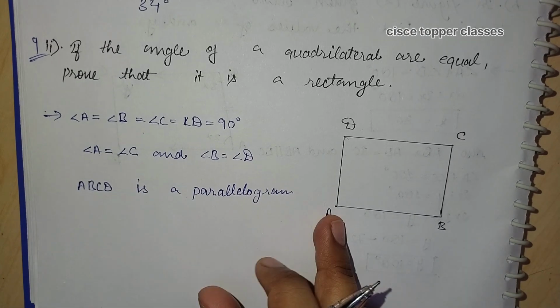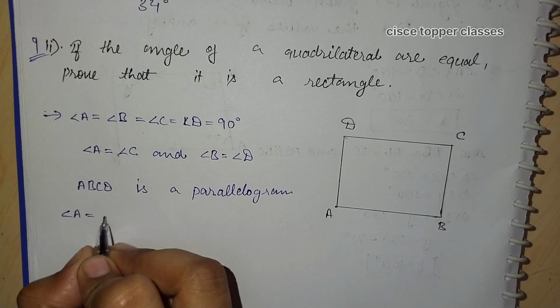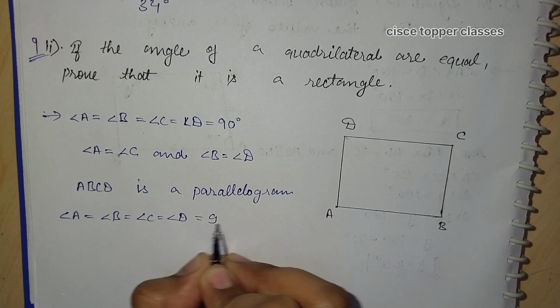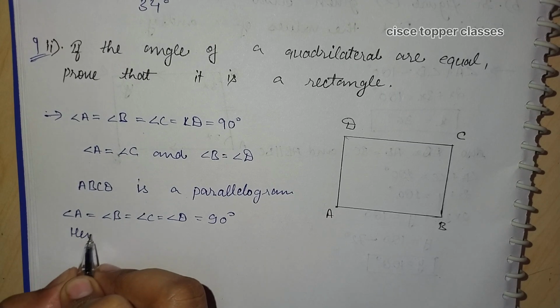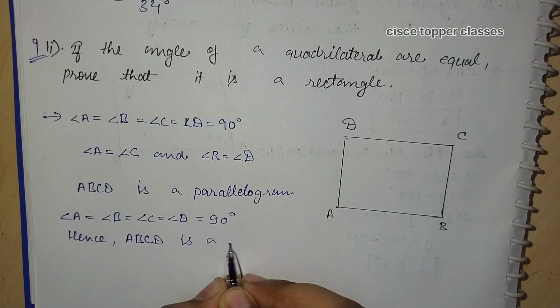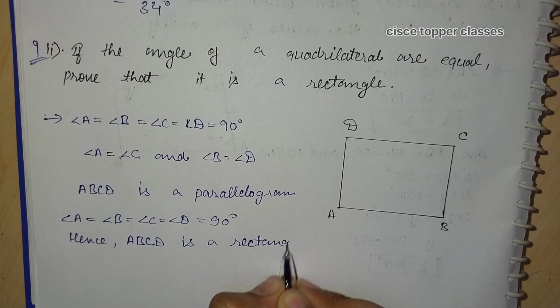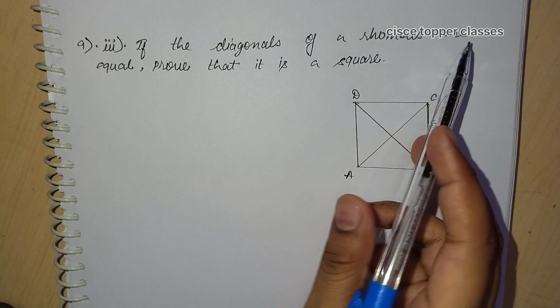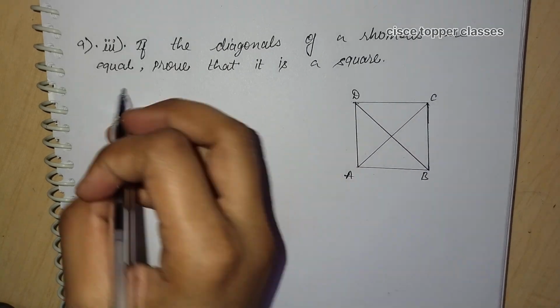Now as this is a parallelogram, we can simply say that angle A is equal to angle B is equal to angle C, and this is equal to angle D. This is 90 degree here. Hence ABCD is a rectangle. So this is only what we have to prove, that it is a rectangle. Now let us solve the ninth question, third part. If the diagonals of a rhombus are equal, then prove that it is a square.